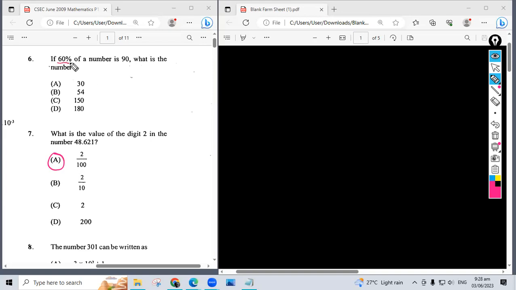They said 60% of a number, we don't know this number. We just simply don't know it. So all we know is if we find 60%, how do you find 60% of something? You put 60 over 100, you multiply it by this mysterious number, we'll just call it x. And if we were to do that, we would get 90. So that's one way of doing this question. And of course, we have to solve for x.